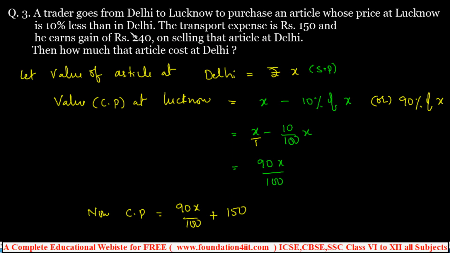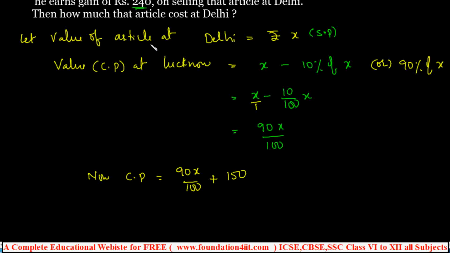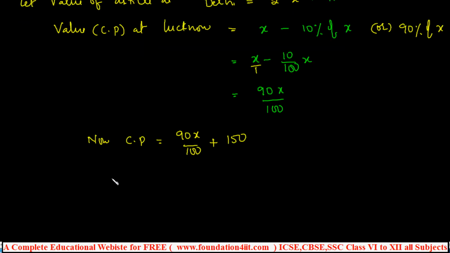And the difference between these two is 240, right? He earns a gain of rupees 240 on selling the article at Delhi. So X is the cost at Delhi. From this, the cost at Lucknow along with the expenses, 90x by 100 plus 150, this value is equal to 240, because you got 240 rupees extra as profit by purchasing there and selling here. Okay, selling at Lucknow.